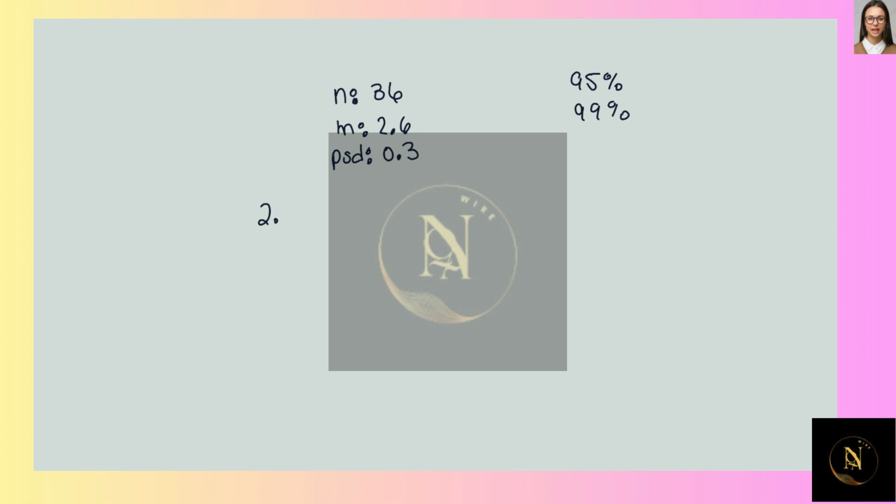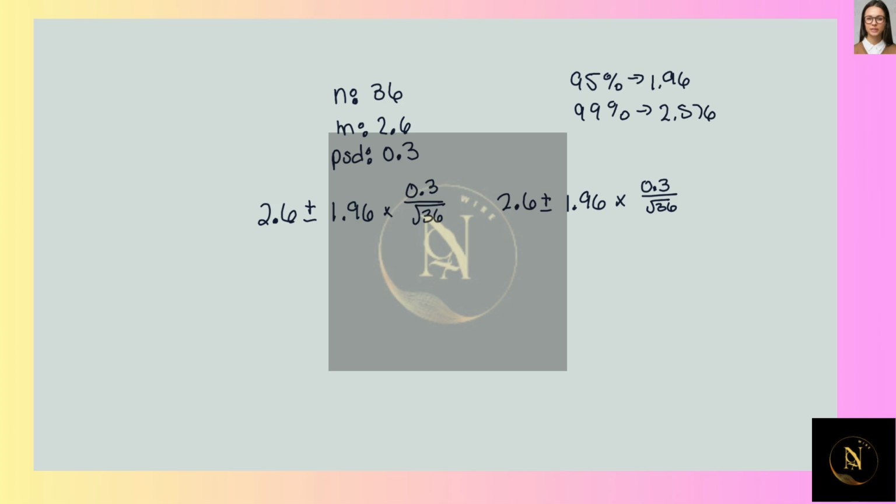Okay, so first of all, if you have a mean of 2.6 plus or minus, for the 95% confidence interval, you're going to use 1.96 z-score, and for 99% you're going to use 2.576. So 2.6 plus or minus 1.96 times your population standard deviation of 0.3 divided by the square root of 36. And then your other one is 2.6 plus or minus 2.576 times 0.3 divided by the square root of 36. And so 0.3 divided by 6.